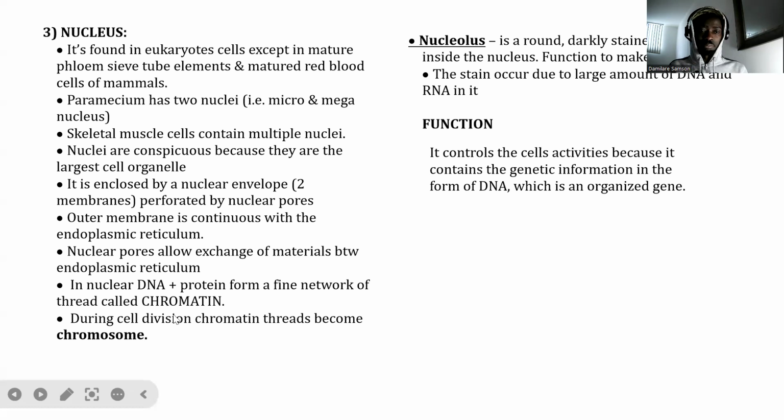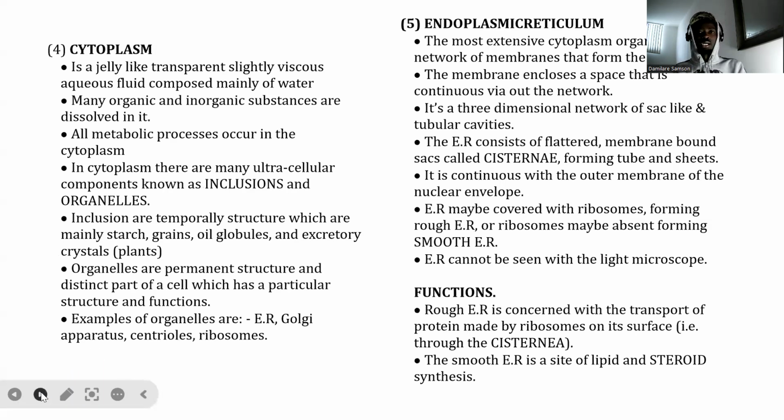Okay, and go to the next one here, which is the cytoplasm. It's the jelly-like, transparent, slightly viscous aqueous fluid composed mainly of water. So we have a large amount of water in the cytoplasm. Like I said, cytoplasm is just like the gum that you put on top of a sheet of paper before you begin to place other organelles on it. So that's just what it is. That's why it's jelly-like and transparent, like this aqueous fluid.